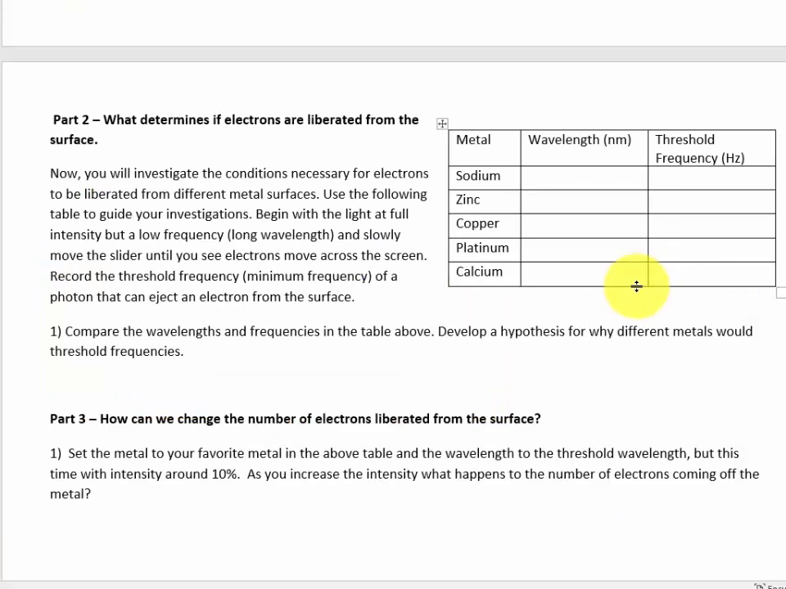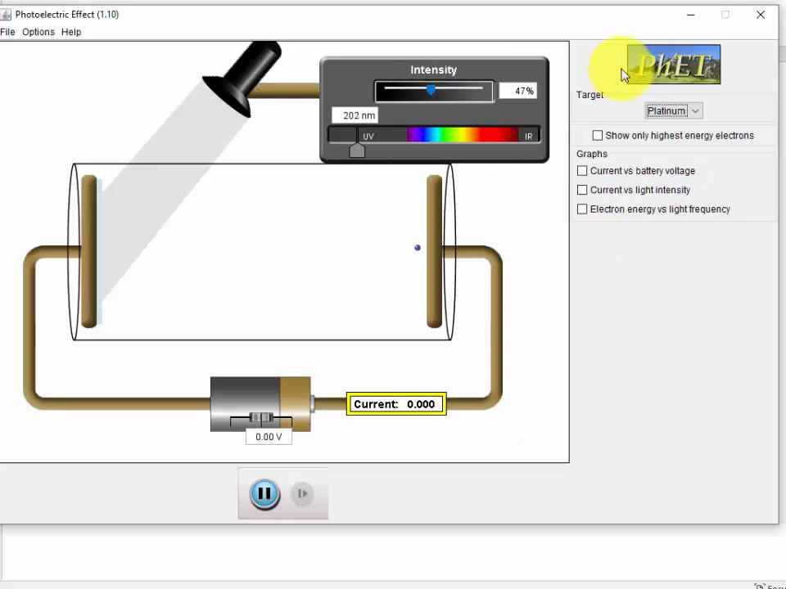And lastly, we'll go to calcium. And they come shooting off of calcium, so probably in the ballpark of 444 nanometers or so.